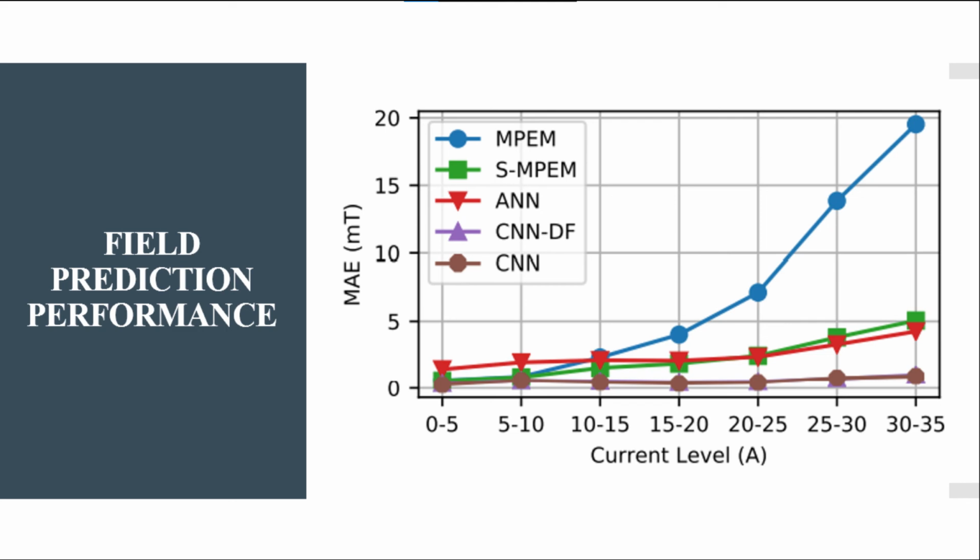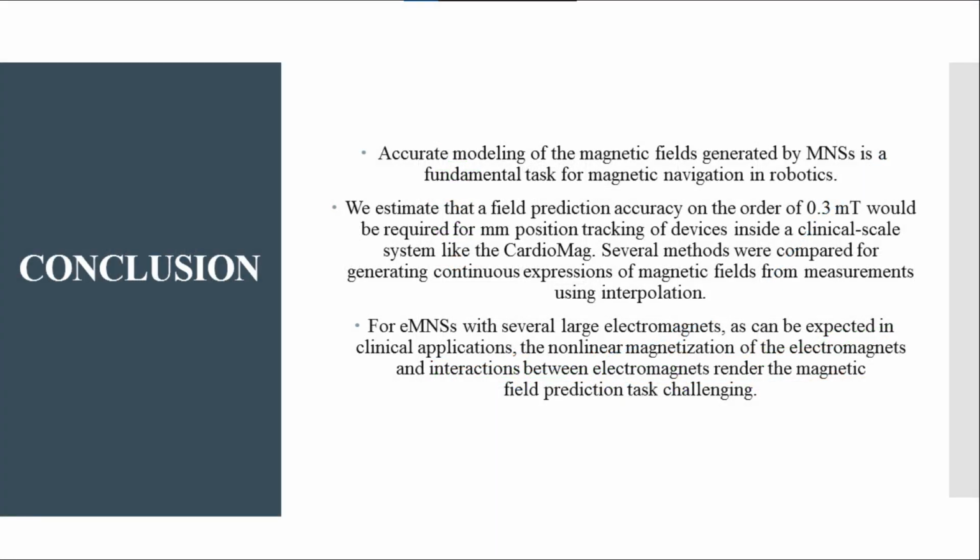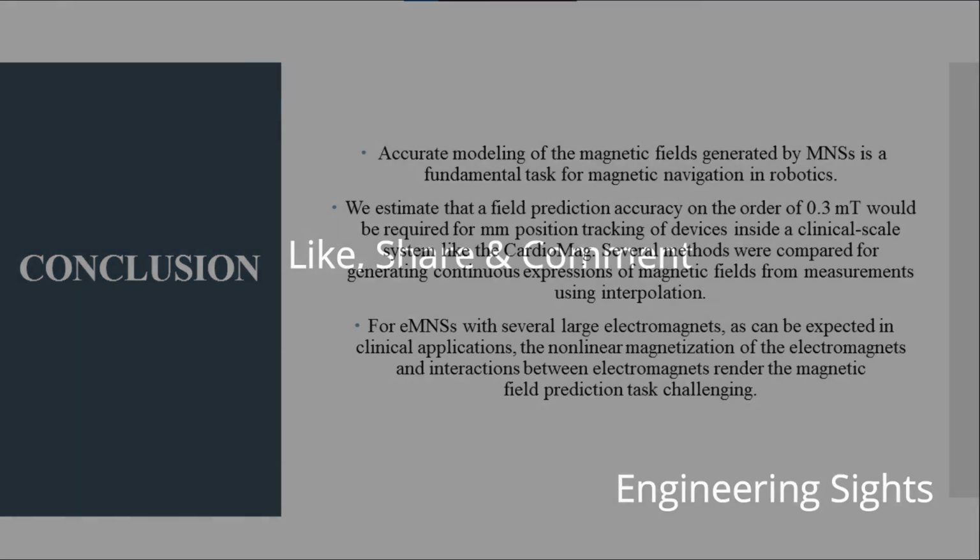The predicted results are mentioned in table number 2, while we evaluated the mean absolute error separately for each bin and reported results in. Lastly, accurate modeling of magnetic fields generated by magnetic navigation systems is a fundamental task for magnetic navigation systems in robotics. For electromagnetic navigation systems with several large electromagnets, as can be expected in clinical applications, the nonlinear magnetization of electromagnets and interactions between electromagnets render magnetic field prediction tasks challenging.